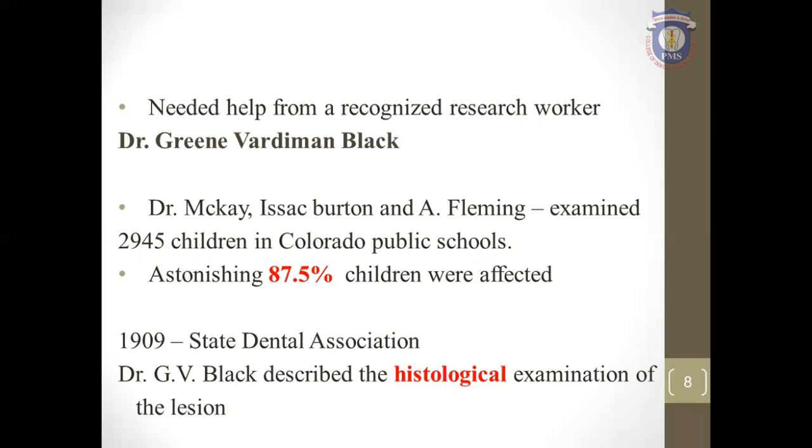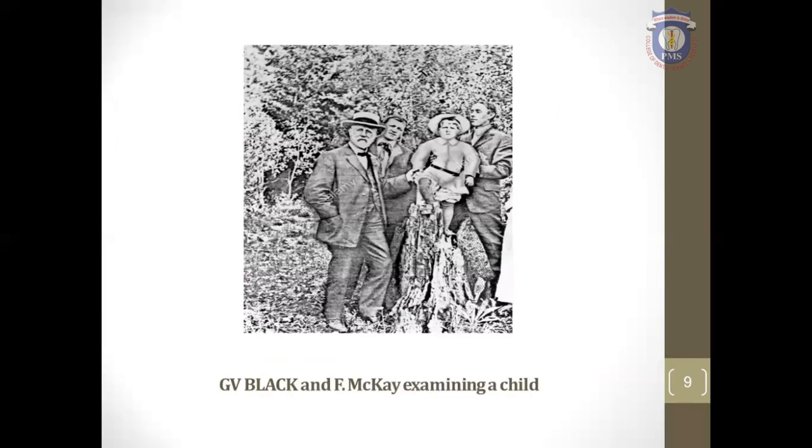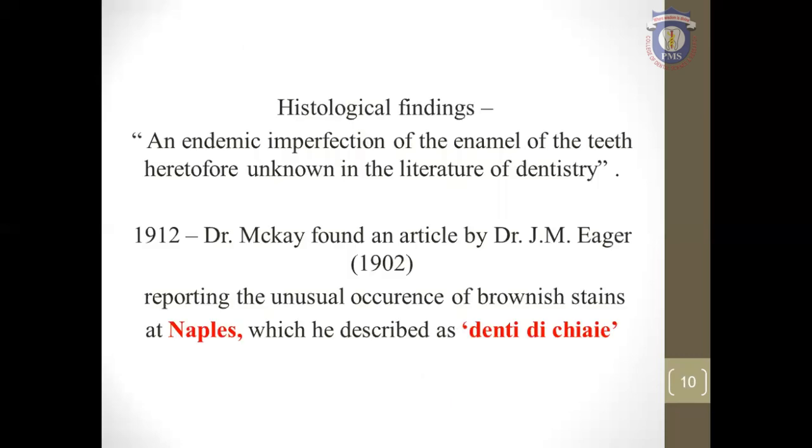In 1909, the State Dental Association, with the help of Dr. G.V. Black, described the histological examination of this lesion. This is the picture where you can find G.V. Black and Frederick McKay examining a child in the Colorado Springs area. Later on, G.V. Black and Frederick McKay came up with this histological finding: the endemic imperfection of the enamel of the teeth, heretofore unknown in the literature of dentistry.